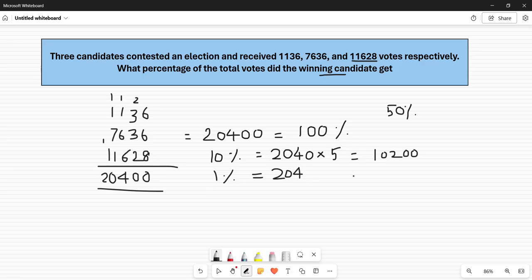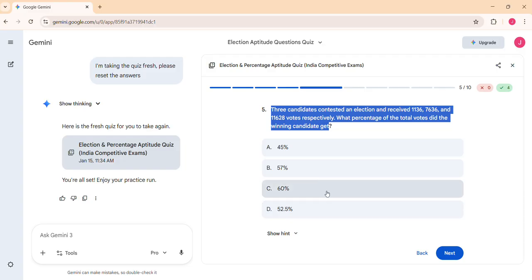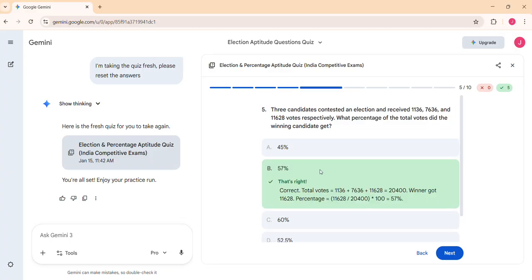So we need 1,428. If you compare it with 1%, it's 7 times. So when you multiply 204 by 7, you get 1428. So you could add that 7% here, and your answer should be 57%. Let's verify our answer. Yes, we are correct. Let's move on to the next question.